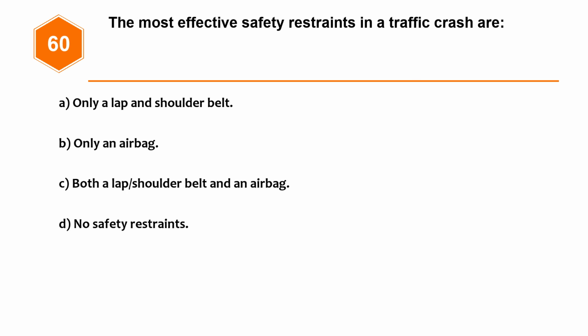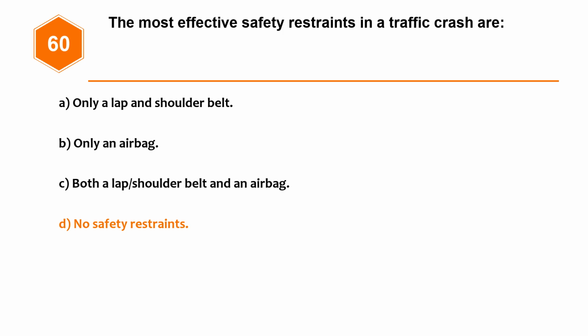Question 60. The most effective safety restraints in a traffic crash are: Option A, only a lap and shoulder belt. Option B, only an airbag. Option C, both a lap/shoulder belt and an airbag. Option D, no safety restraints.